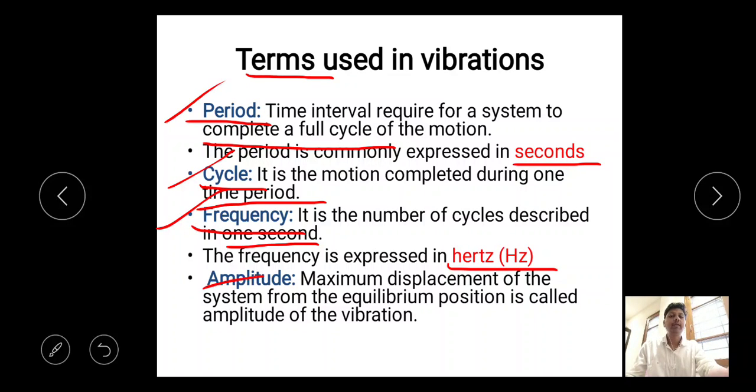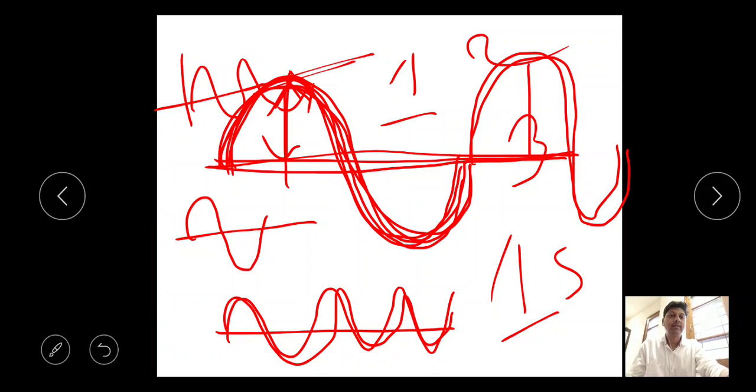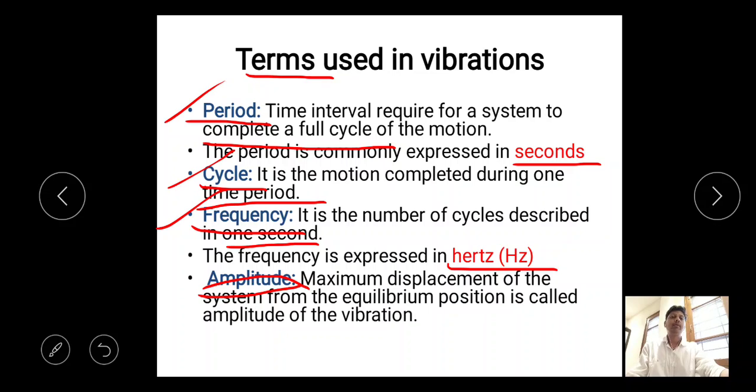Okay, then we'll discuss what is amplitude. Amplitude is nothing but, if you take a cycle, the maximum displacement from the mean. This is called the mean position or equilibrium. The maximum displacement from here to here is called the amplitude. Or if you take here, the maximum displacement from the mean position, from here to here, is called amplitude. These are the terms we'll be using in vibration.